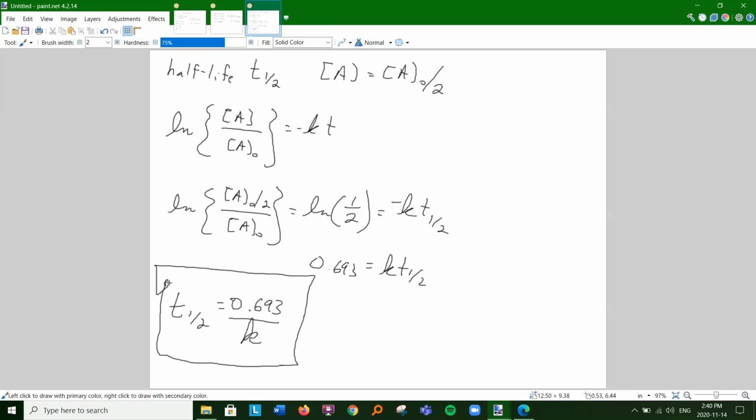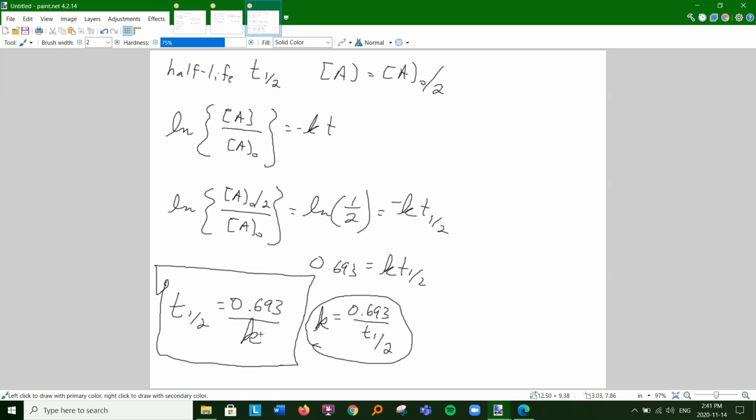So the half-life is 0.693 over K, so obviously then the rate constant K is 0.693 divided by the half-life. Always positive values for both K and the half-life. So as the rate constant goes up, the reaction happens more quickly, so the half-life would go down.